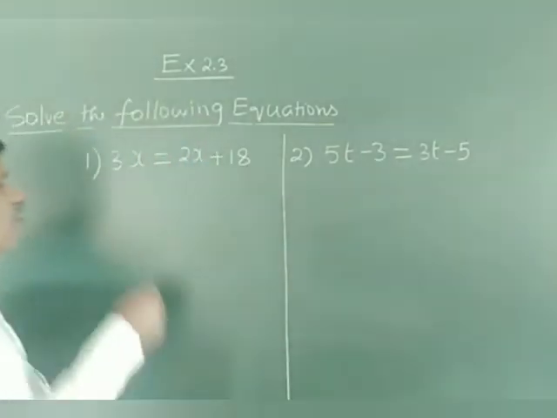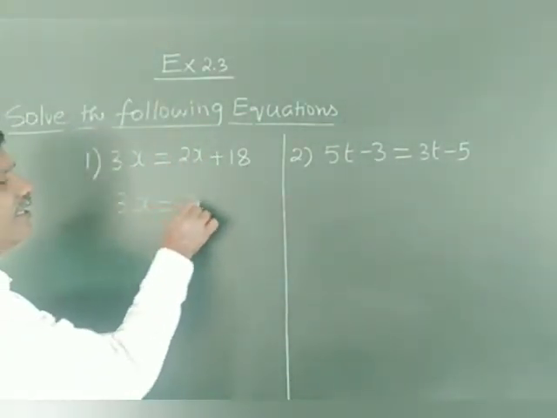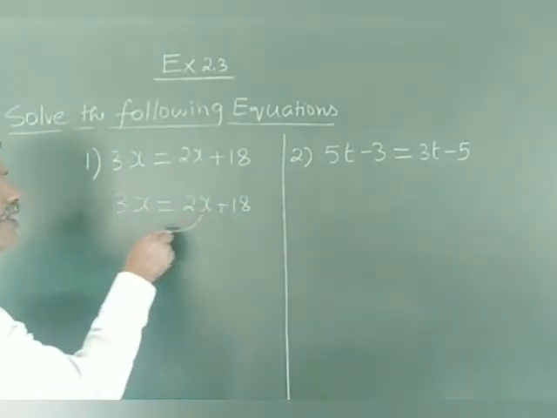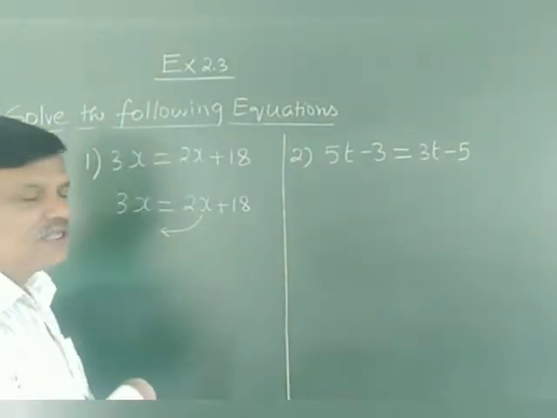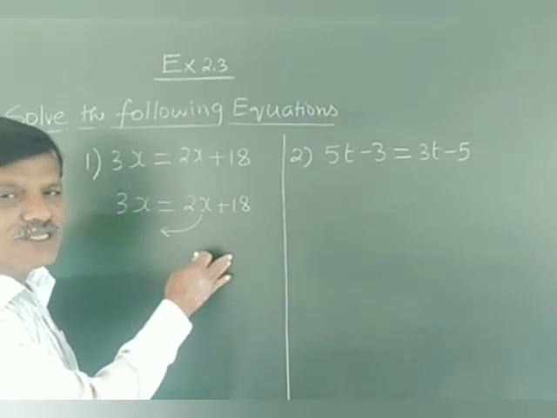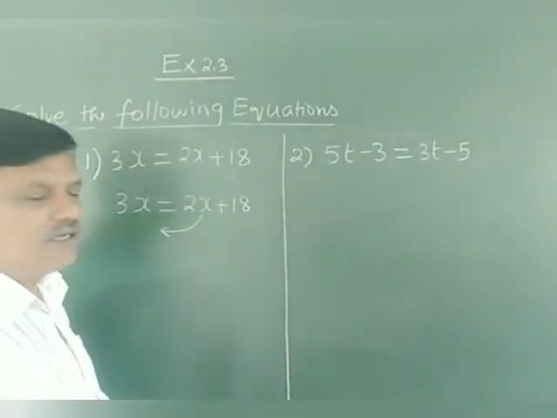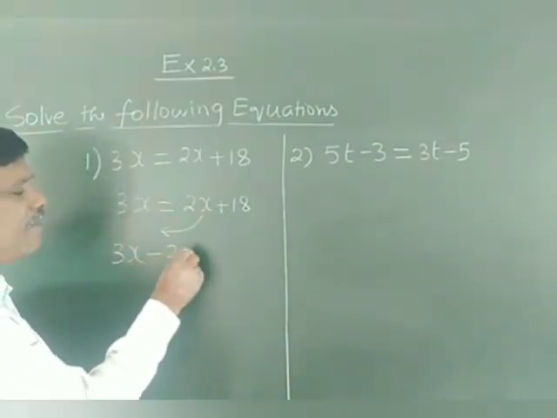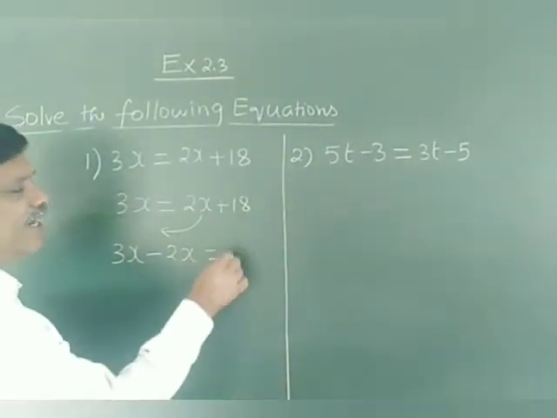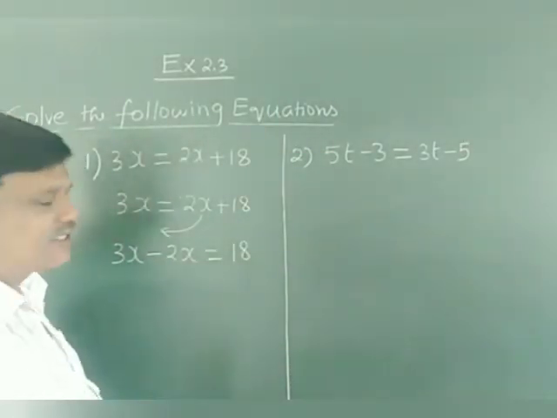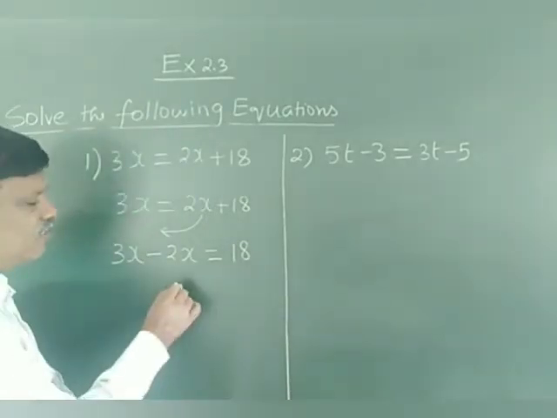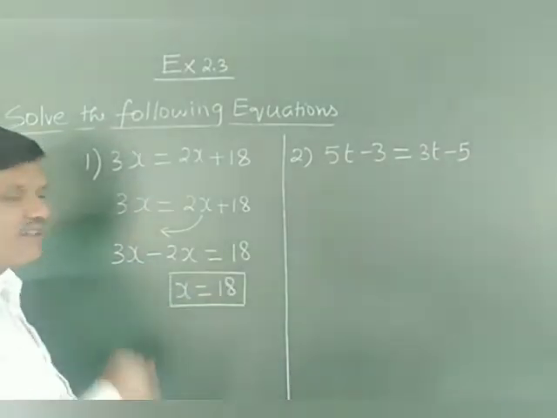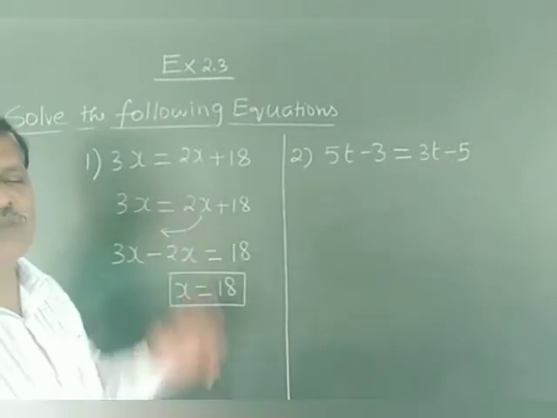Let us see. Now what is the given equation? 3x equals 2x plus 18. Now we bring the variable part, that is 2x, to LHS. When we transpose a positive term from one side to another side, it becomes a negative term, isn't it? Therefore what do you get here? 3x minus 2x equals, and 18 is there in RHS. Now 3x minus 2x gives you x equals 18. So this is the solution for the equation 3x equal to 2x plus 18.